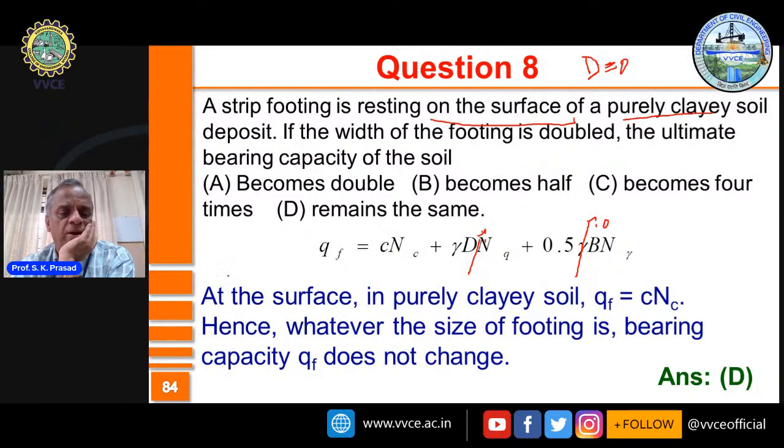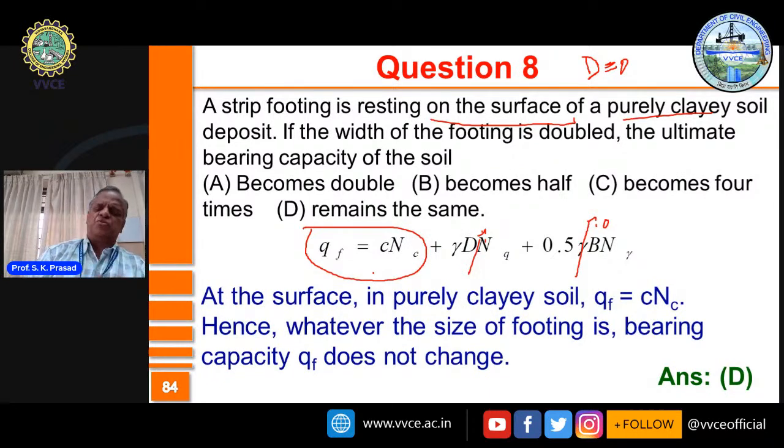Ultimate bearing capacity of the soil, when the width of the footing is doubled, what happens to ultimate bearing capacity? Will it double? Will it halve? Or will it remain the same? Or will it become 4 times? The equation will now be only this much. This is not influenced by the width of the foundation. Therefore, it remains unchanged. You'll have to write that it remains unchanged. So, if you have understood the concept, solving any problem in bearing capacity is no difficulty.